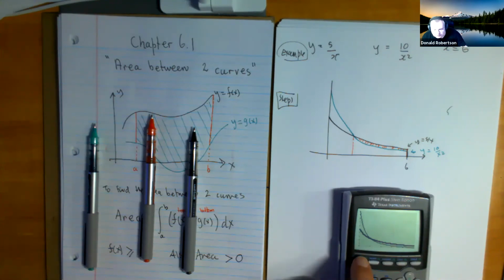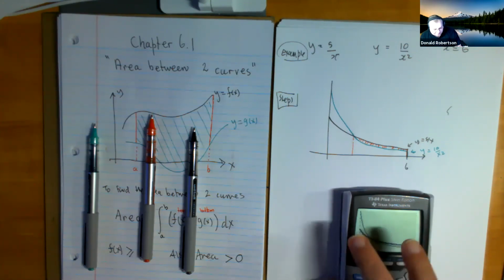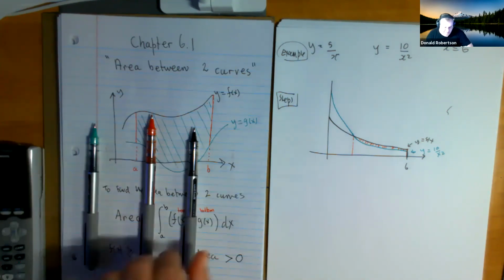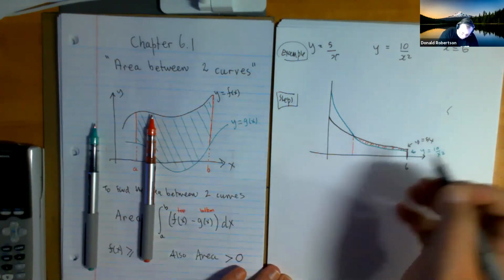Right. So I'll show you what I did there. I hit y equals. I move over to the right hand side with the cursor. And then as you just hit enter, it will change what things look like. And if you hit it until it looks thick, when you graph it, 5 over x is now the thick one, and the 10 over x squared is the skinny one. So that's step 1 done. Draw the thing.